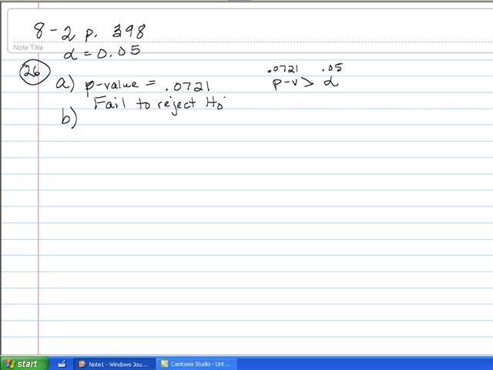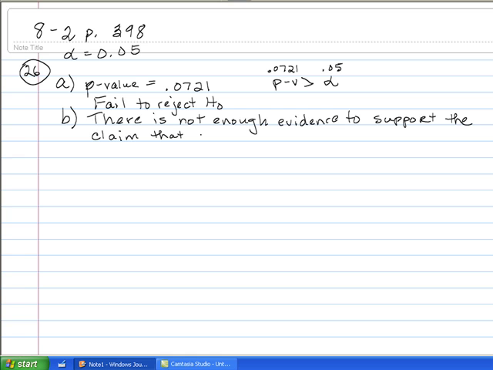So let's see if I can write it out. There is not enough evidence to support the claim that less than 20% of the M&Ms are green.